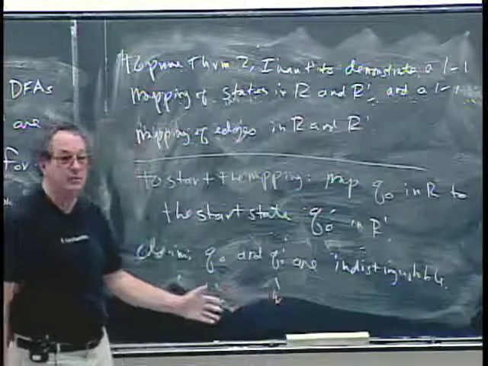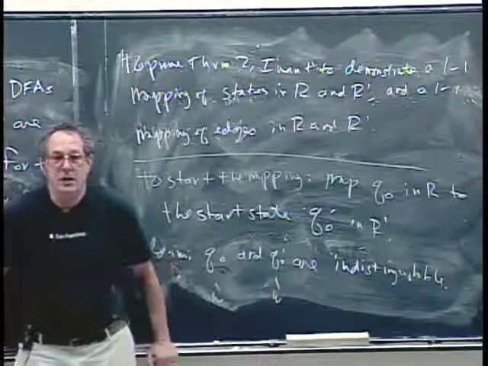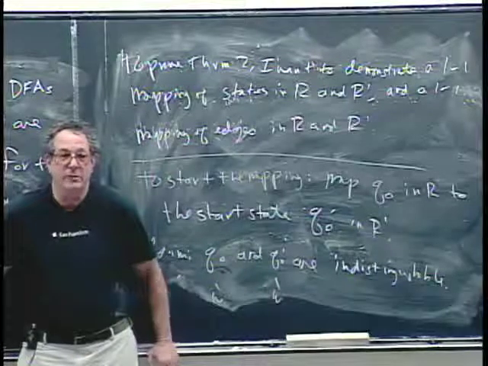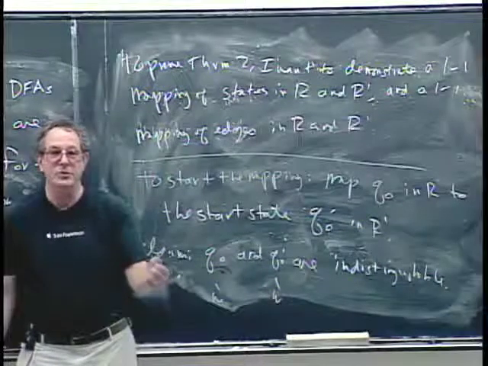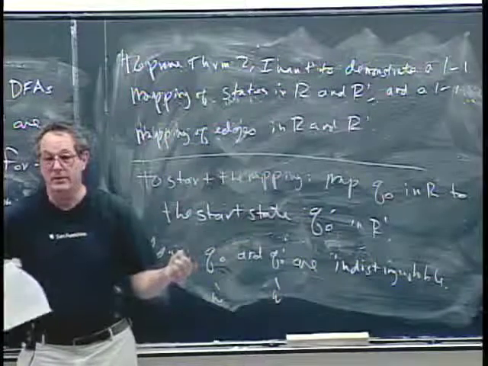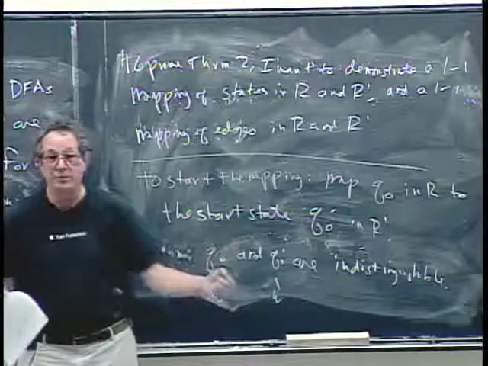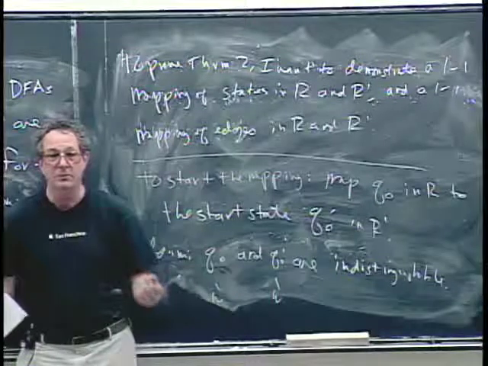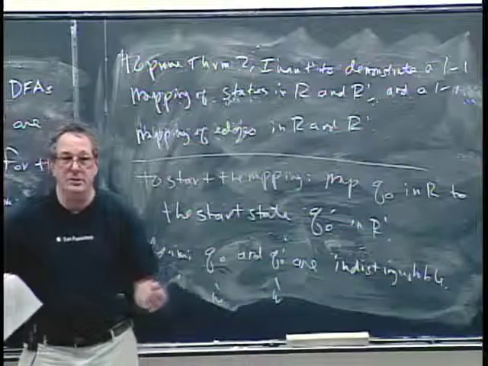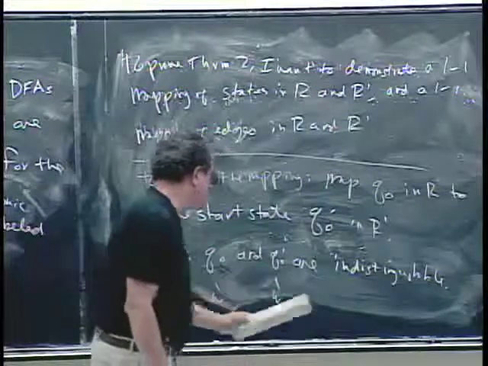Well, that has to be true because these two machines, R and R prime, recognize or accept exactly the same language. So you can't have a string which in one machine the computation runs to a final state, but in the other machine on that same string it runs to a non-final state, because then that string would be accepted in one machine and not accepted in the other machine, which would mean that the two machines accept different languages. So if the two machines accept the same language, then Q0 and Q0 prime must be indistinguishable.